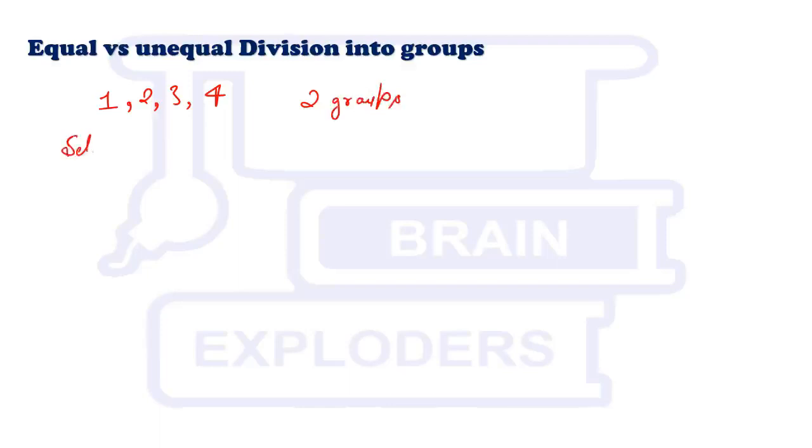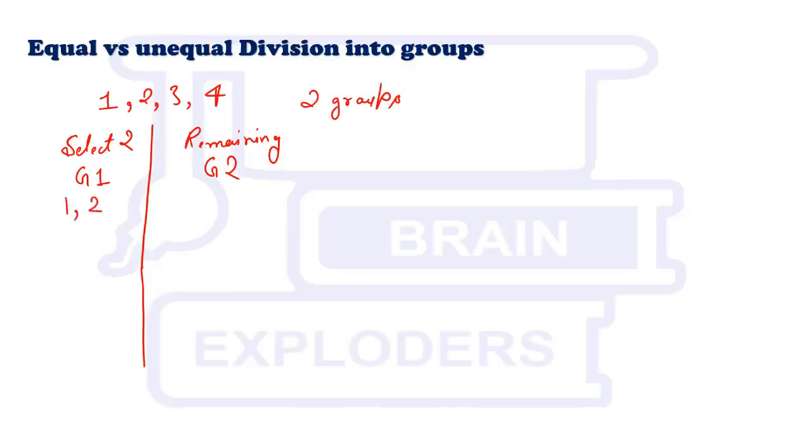Okay, so what strategy do we follow? We select 2 and put them in group 1, say G1, and then the remaining in group 2, say G2. So what can we select? We can select 1 and 2, 1 and 3, 1 and 4, 2 and 3, 2 and 4, and 3 and 4.